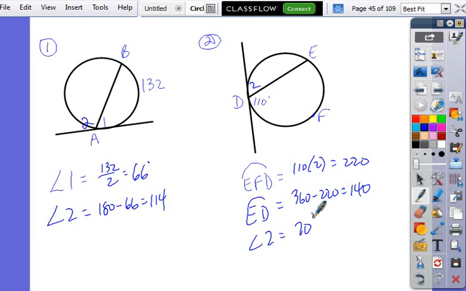Are there any questions on how to do that? It gives you the angle, you multiply by 2, gives you the arc. Divide by 2 if you have the arc. If you're looking for the rest of the line, subtract from 180. If you're looking for the rest of the circle, subtract from 360.